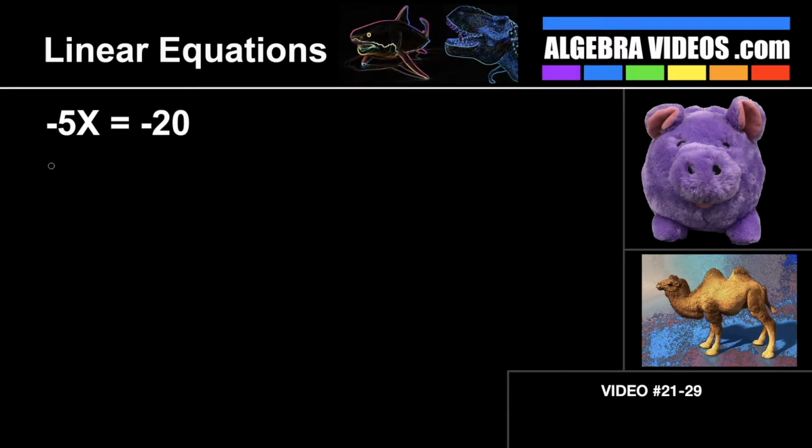Okay, negative 5x is equal to negative 20. How do we solve a problem like this? Well, the first thing I want you to do is to make sure that we don't worry about the big scary words. This kind of problem is probably called something like linear equations in your math book. I've got it labeled linear equations here.